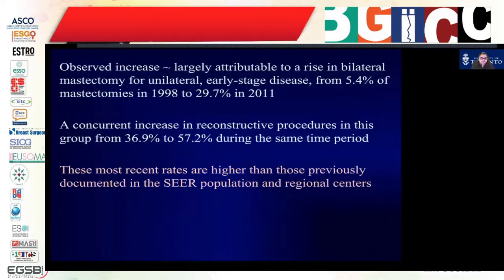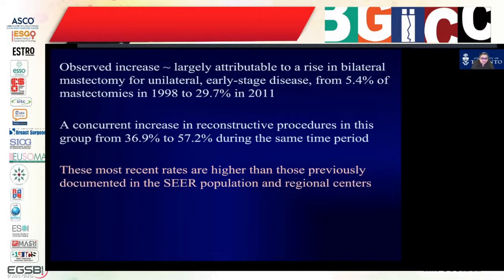And more data was coming in. Again, they showed that the rates of mastectomy from 1998 to 2011 went from 5.4% to a staggering 29%. So a huge increase in not only unilateral mastectomies, but bilateral mastectomies for unilateral early stage disease. And then there was also a concurrent increase in the reconstructive procedures in this particular group of women from 36 to 57%. So it indicates that there was something happening, explaining why this increase in the rate of mastectomy was noted.